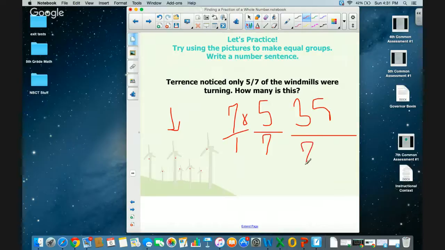That's improper. Okay, since it's improper, we need to divide. Now, y'all can do this in your head. What's 35 divided by 7? Should be 5. So that means 5 windmills is how many windmills were turning. Okay, 5 of them were out of 7. So 5 were turning and 2 of them weren't.